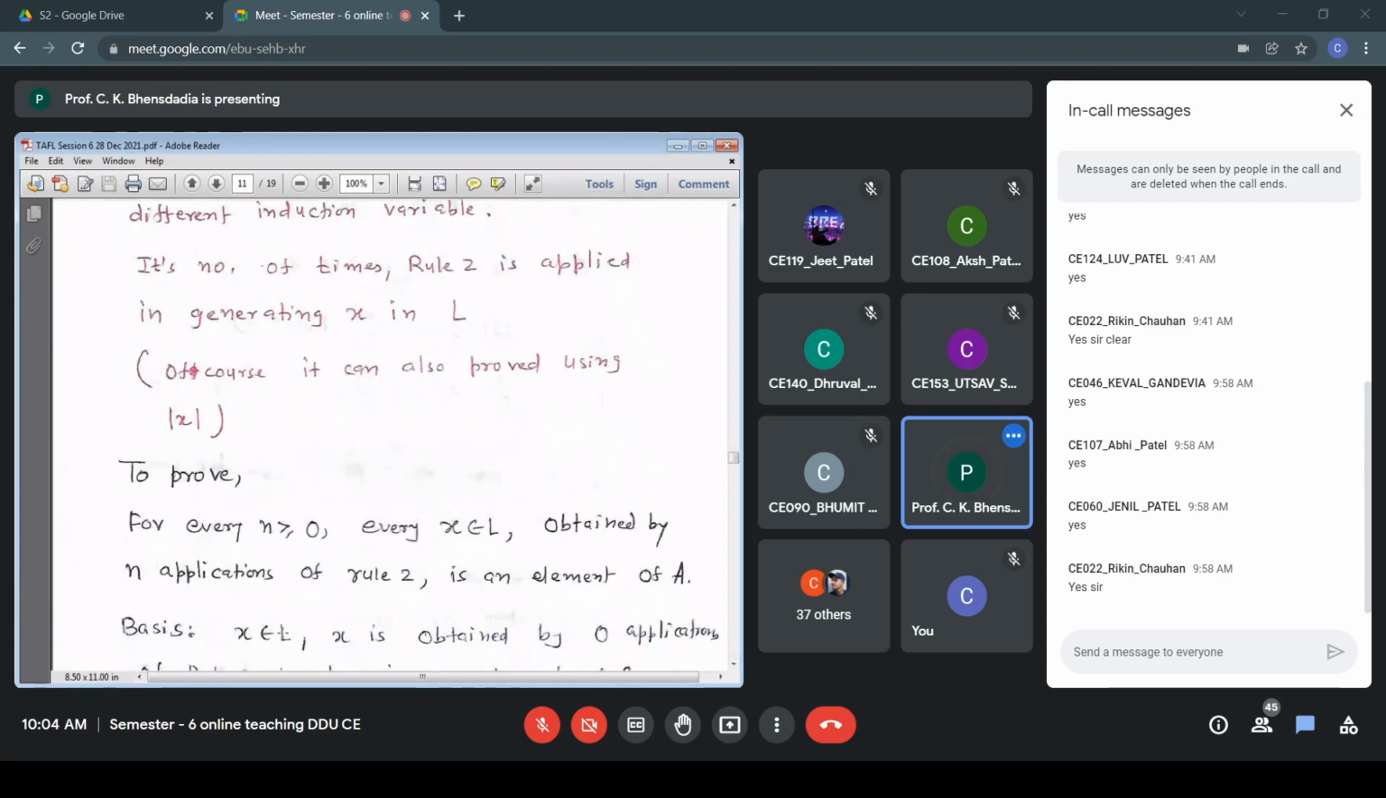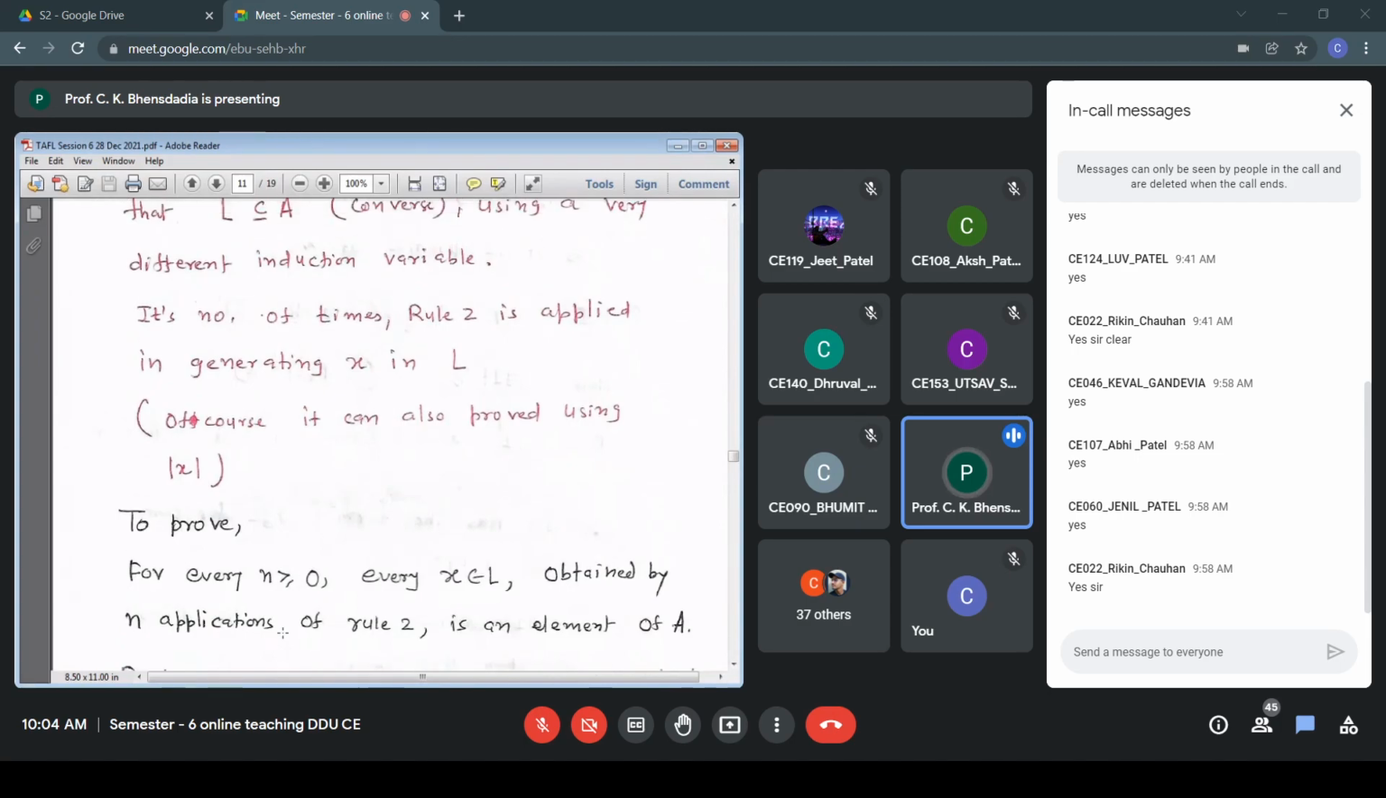So for every n greater than or equal to 0, every x belonging to L obtained by n applications of rule 2 is an element of A. We are proving L to be a subset of A. How many times we apply rule 2 in generating x in L will be our integer n. So for every n greater than or equal to 0, every x in L obtained by n applications of rule 2 is an element of A. L is a subset of A.